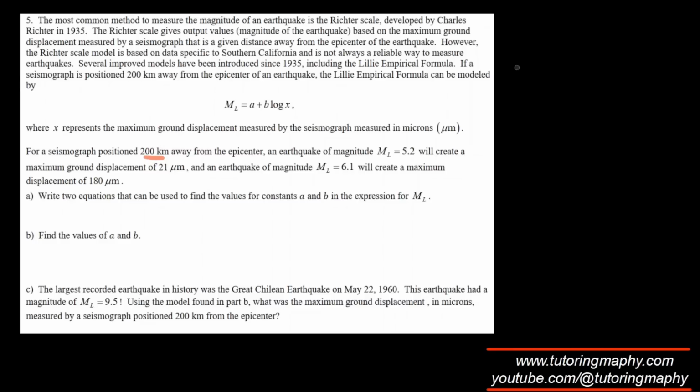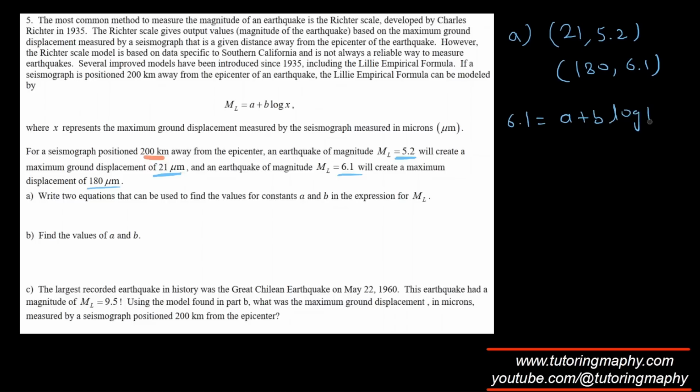We are given 2 points, right? The first point is 5.2 magnitude at 21 microns. So 21 is the x value, of course, and 5.2 is the y value. And likewise 6.1, 180. So 180 is the x value and 6.1 is the y value. So the two equations will look like 6.1 is equal to a plus b log 180. And the second equation will look like 5.2 is equal to a plus b log 21. That's part A. For part B, they're asking us to solve for it.